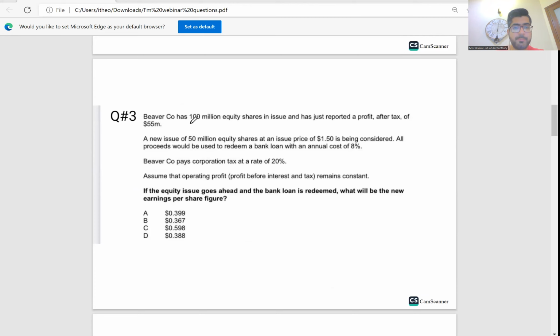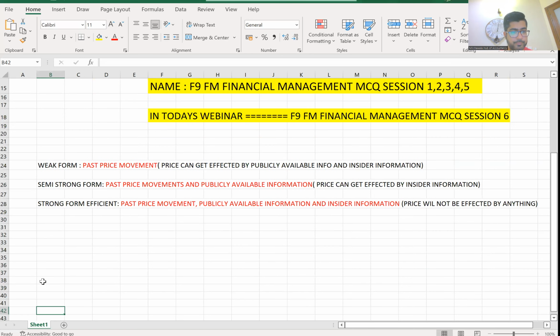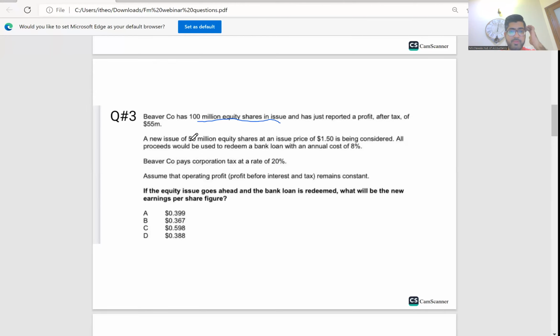A company has 100 million shares in issue and has just reported a PAT of 55 million. A new issue of 50 million equity shares at an issue price of 1.5 is being considered. So you're issuing 50 million shares at an issue price of 1.5, and you will get 75 million.